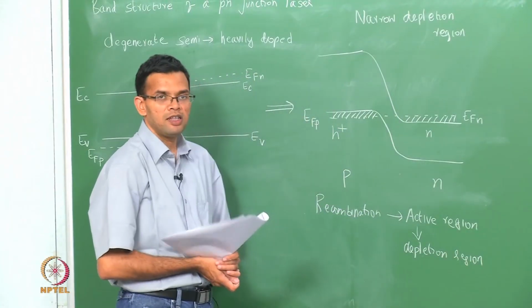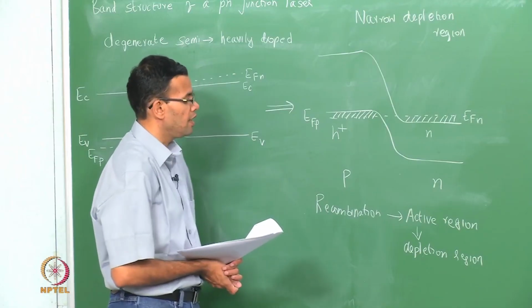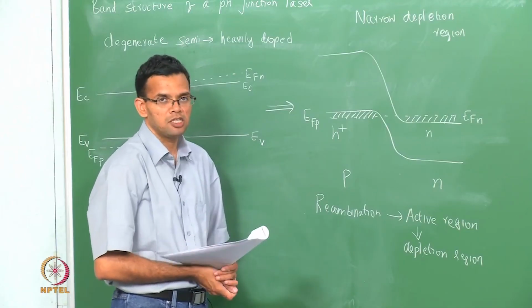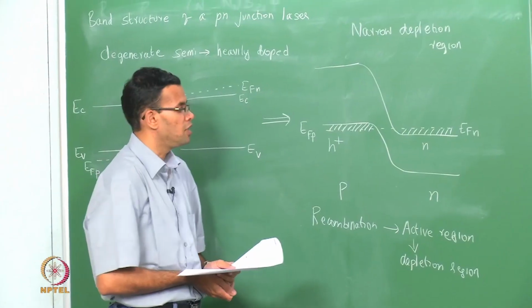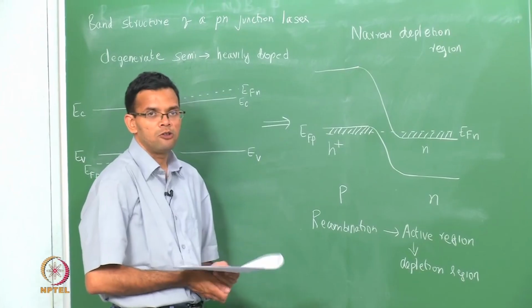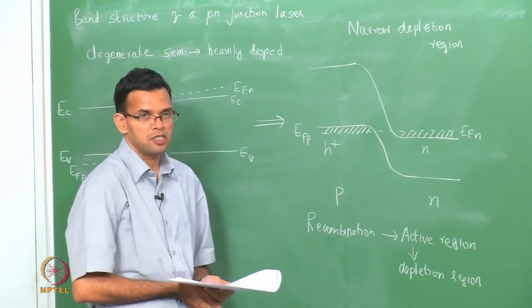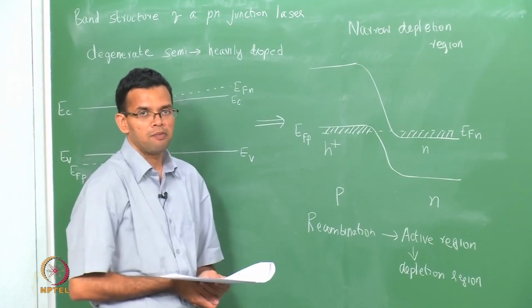We can modify the structure. In this particular case, it is a simple p-n junction based upon the same material. Just like in the case of LEDs, we can use heterojunctions, or we can also go for a double heterostructure. So, let us look at an example of that.